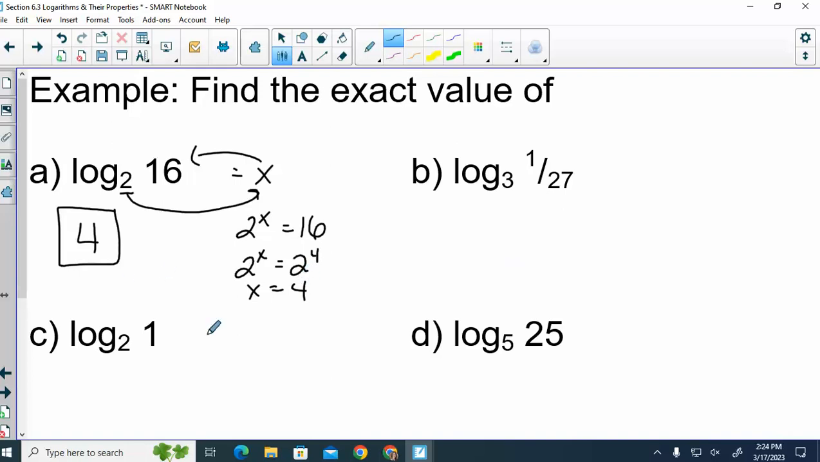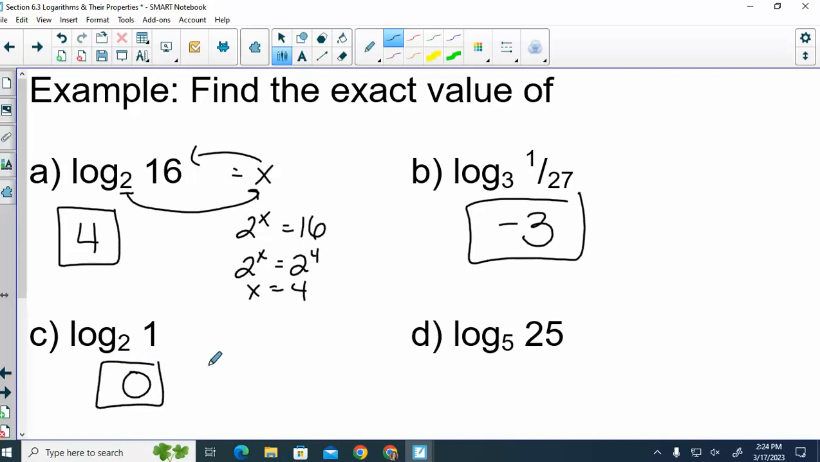I don't care whether you show work or not. B, log base 3 of 1 over 27. That's saying 3 to what power would equal 1 over 27? C, log base 2 of 1. That says 2 to what power equals 1? 0. D, log base 5 of 25. Says 5 to what power equals 25? Is everybody okay with just looking at those and giving an answer?